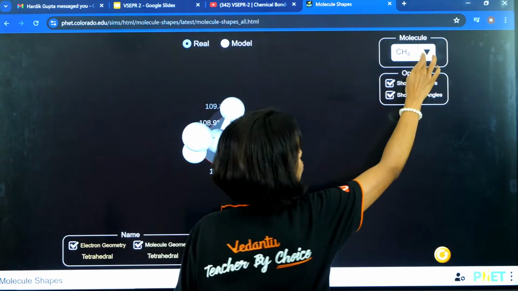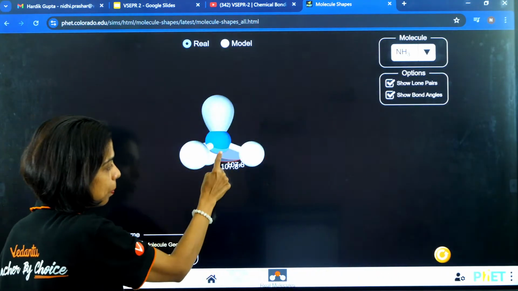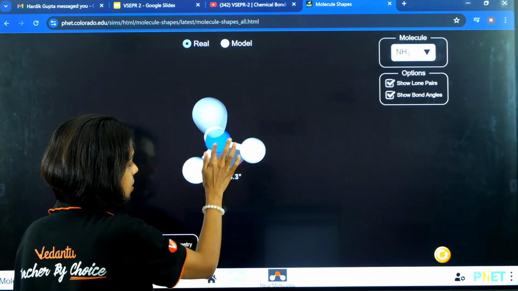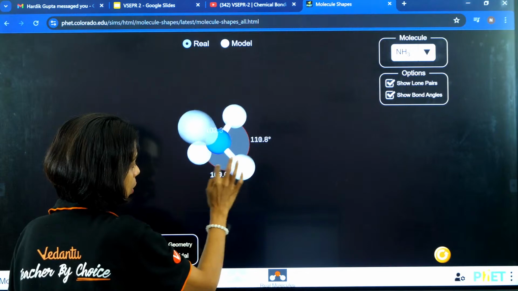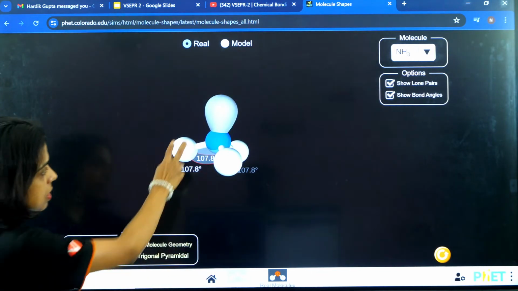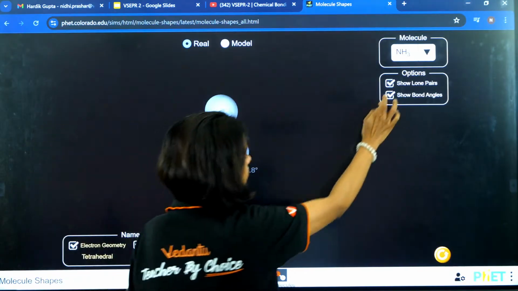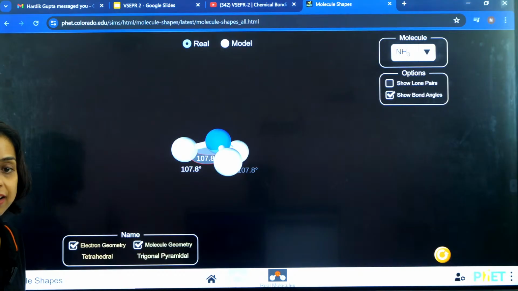Now, if there is 1 lone pair, that is ammonia. So this lone pair and 3 bond pairs. The angle is 107 degrees. So this is a lone pair. These are the bond pairs, and how will the molecule look like? Because the electron pair is inside the atom, the molecule will look like trigonal pyramidal with 107 degrees.